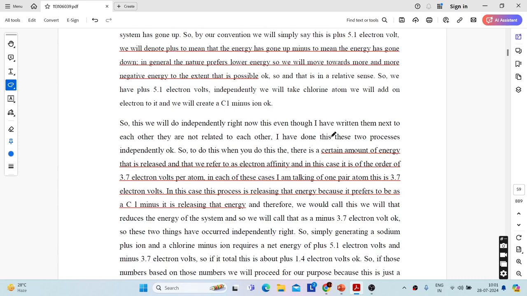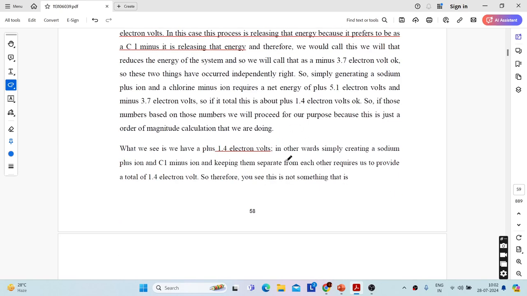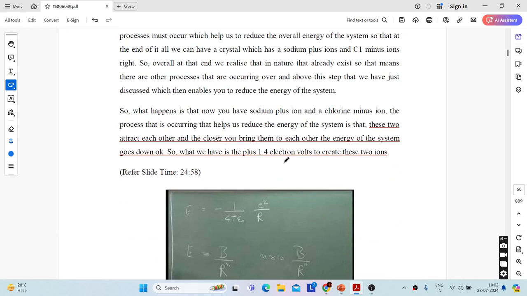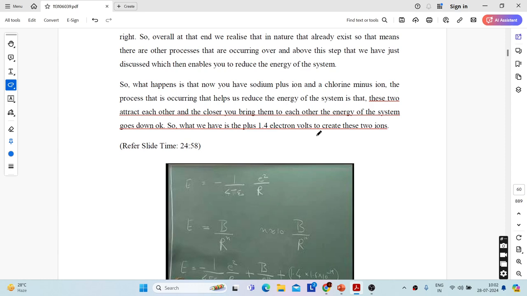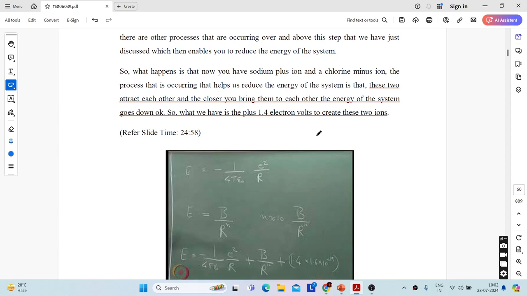A certain amount of energy is released, which we refer to as the electron affinity, and in this case it is of the order of 3.7 electron volt per atom. For each pair of atoms there is 3.7 electron volt. In this case the process releases energy, because it prefers to be a Cl minus ion, and we have got 1.4 electron volt. Now if we bring those two ions, chloride and sodium plus, together, they will attract each other and form the compound. As we bring them closer to each other, the energy of the system goes down.